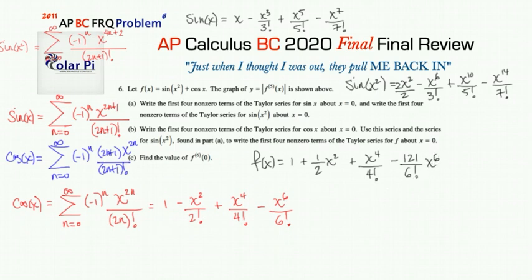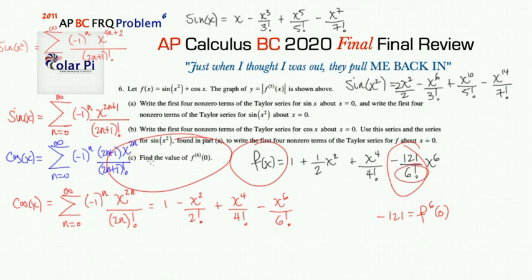Okay, cool. And so we can very efficiently answer the next part, part C. It says find the 6th derivative of f when evaluated at 0. Well, the 6th derivative of f when evaluated at 0 has got to be the coefficient of x to the 6th in the Maclaurin series for f. And so that's got to be negative 121. This is going to be the sixth derivative of f at 0.